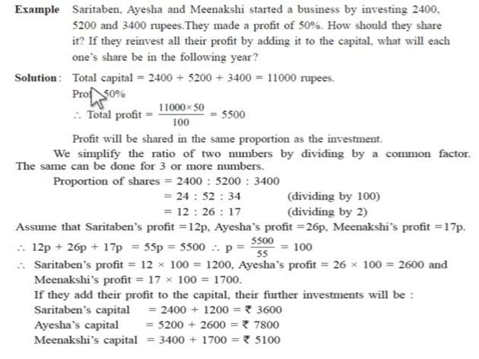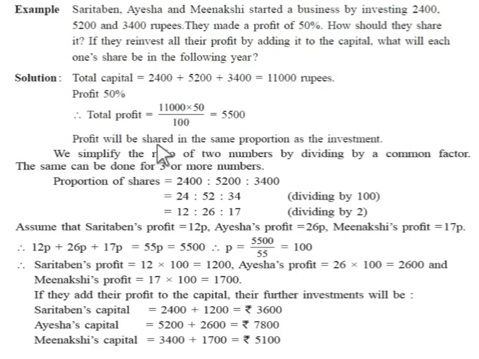First we will find the total capital. Total capital is 2,400 plus 5,200 plus 3,400, that is 11,000 rupees. This is the total investment made by all three of them. Now what more is given? Profit percent. It is 50%. So we will find total profit. That is 50% of 11,000. So 11,000 into 50 upon 100, it is 5,500.